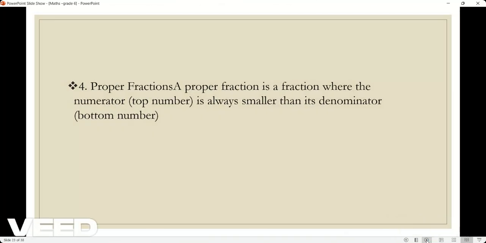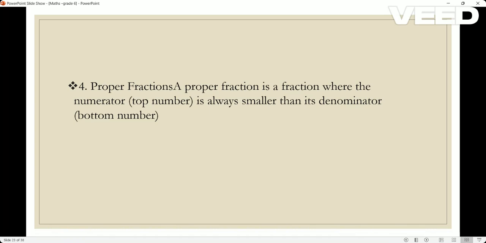Now, the fourth one, proper fractions. A proper fraction is a fraction where the numerator, the top number, is always smaller than its denominator, the bottom number. That means in proper fractions, the numerator should be smaller. Actually, in proper fractions, the numerator is smaller.